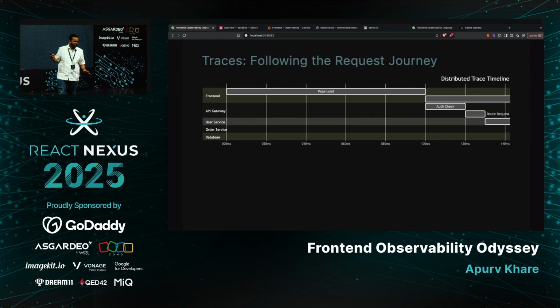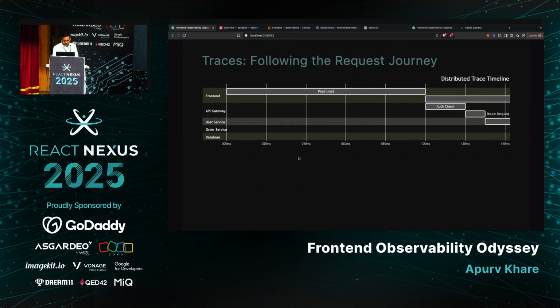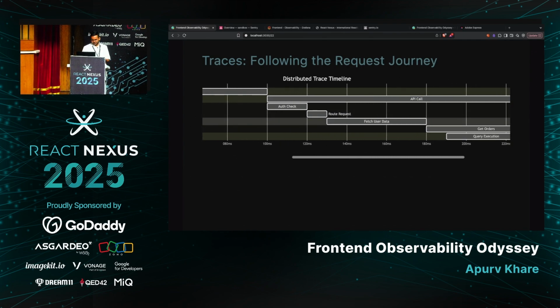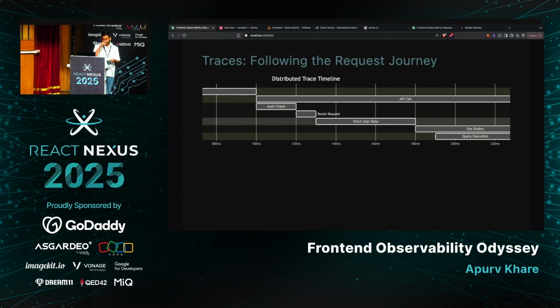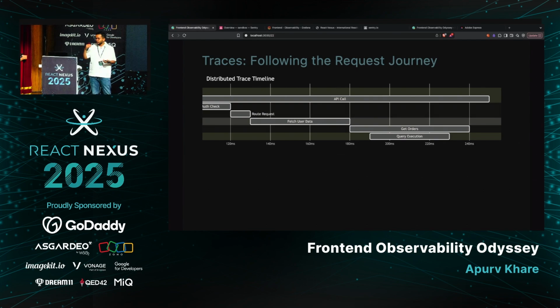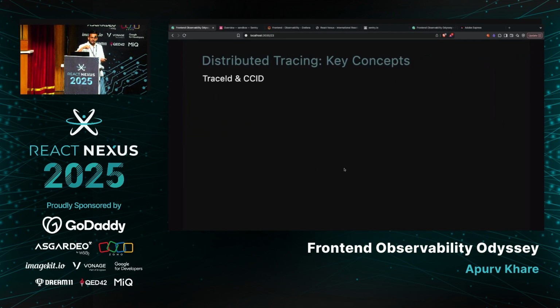Now let me also help you understand what traces are. When you make a request, the page load happens and then your API gets hit. In that API, what actually is happening? First we do the auth check, then route the request, then we fetch the user data, then we get the orders, then the query execution. All this is happening behind the API call. But we need to know how exactly it's happening, at what time what is happening, right? So traces will help you understand that.